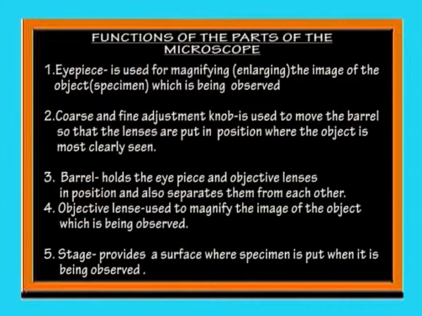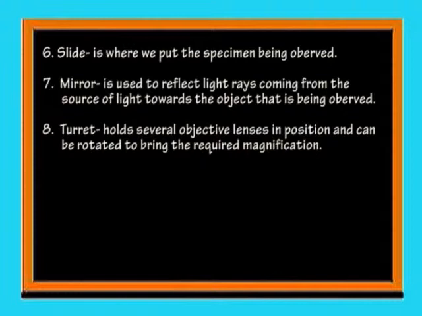Let us look at a slide. Slide is where we put the specimen being observed. Now we go to a mirror. Mirror is used to reflect rays coming from the light towards the object that is being observed. Let us go to the last part, which is the turret. Turret holds several objective lenses in position and can be rotated to bring the required magnification.